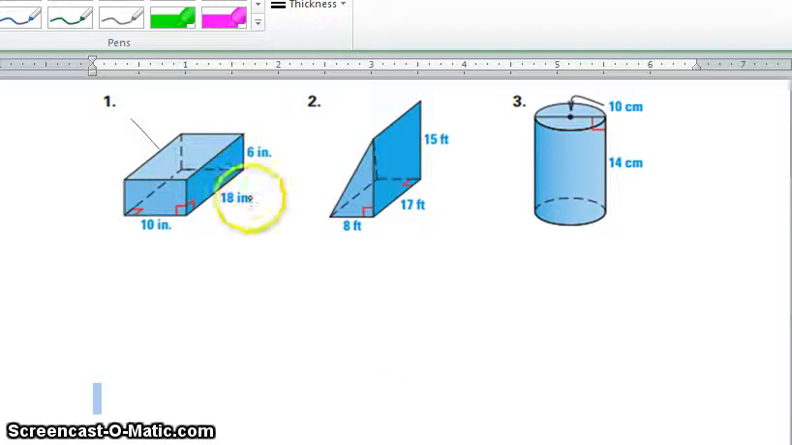So we're going to do some volumes practice. The formula that you need to know for all of these problems is that the volume equals the area of the base times the height.